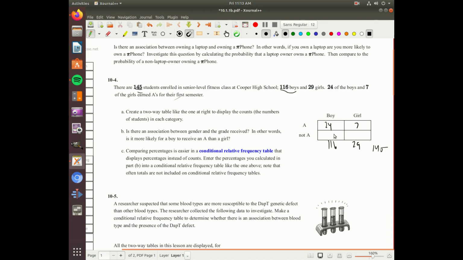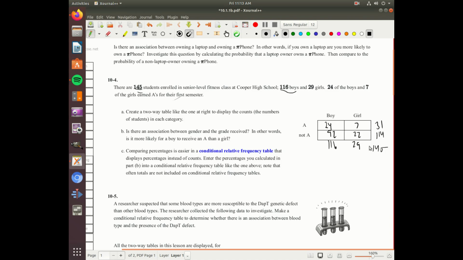And again, I can't solve where there are two unknowns. So here, 24 plus 7 is 31. I know that's got to be true. Here, this must be 114. 31 plus 114 is 145. Here, 7 plus 22 is 29. And then I can either do it this way or this way. Either way, I'm going to get 92. 24 plus 92 is 116, and 92 plus 22 is 114.